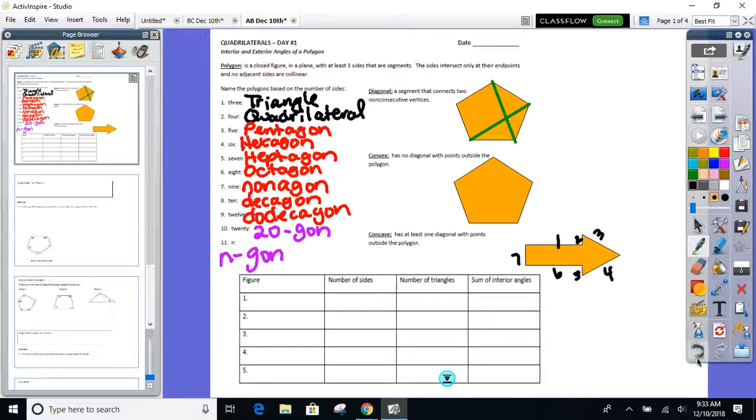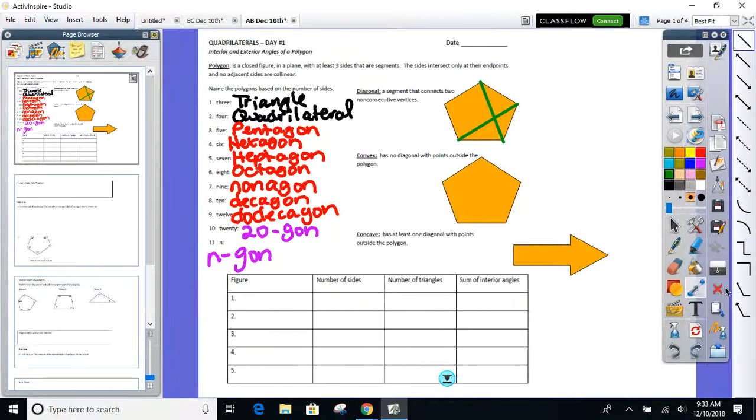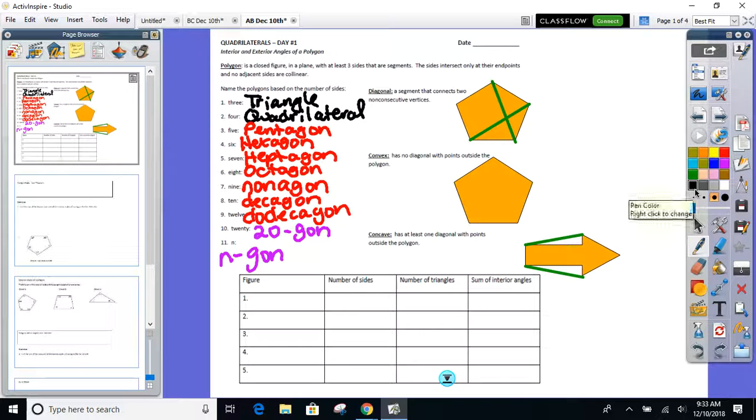Do you see a diagonal I can draw on the outside that connects two non-consecutive vertices? Here you go. There's a diagonal on the outside. Here's another diagonal on the outside. That is a concave polygon. Concave. See the difference between convex and concave before I go on?